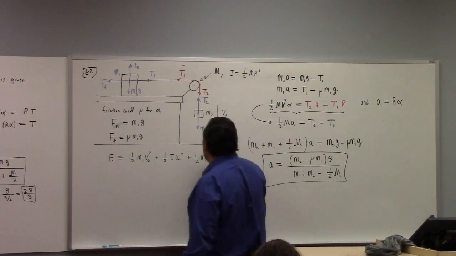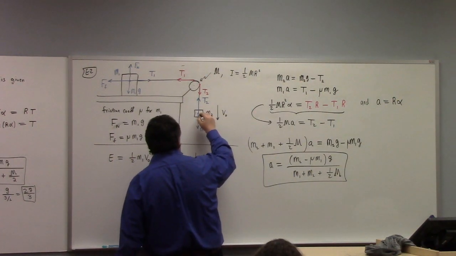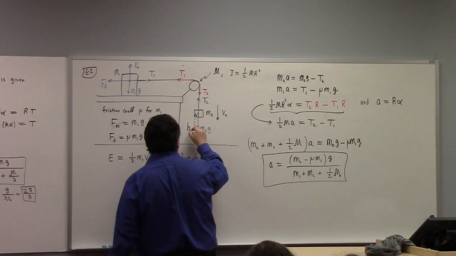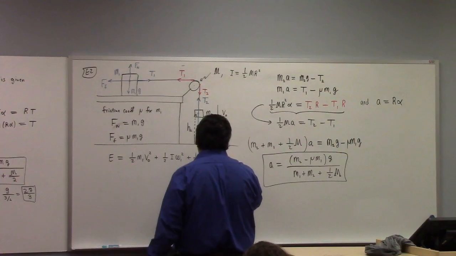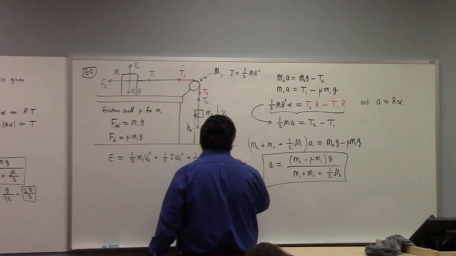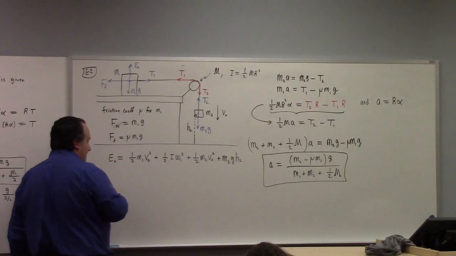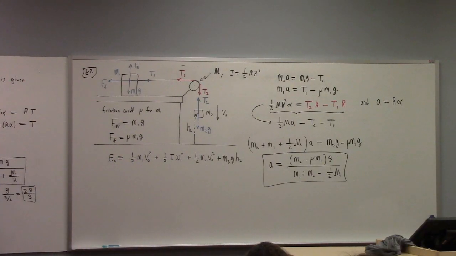And then let us define the height of this thing to be h2, so plus m2 g h2. This would be the initial energy. What would the final energy be equal to?